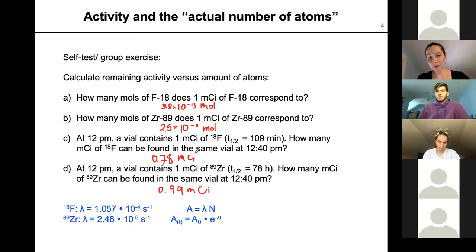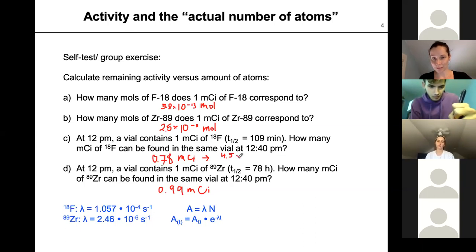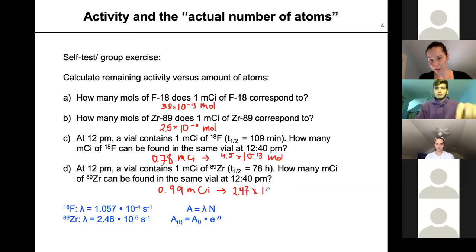So if we now would convert the amount of activity to moles of these individual isotopes, what we would get for the F-18 would be 4.5 times 10 to the negative 13 mole. And for the zirconium, we get 2.47 times 10 to the negative 11 moles.